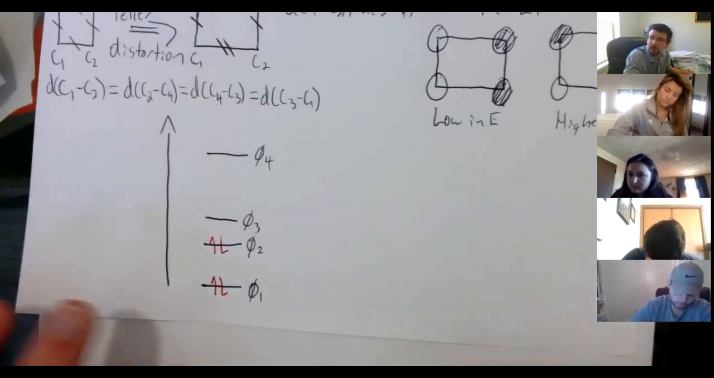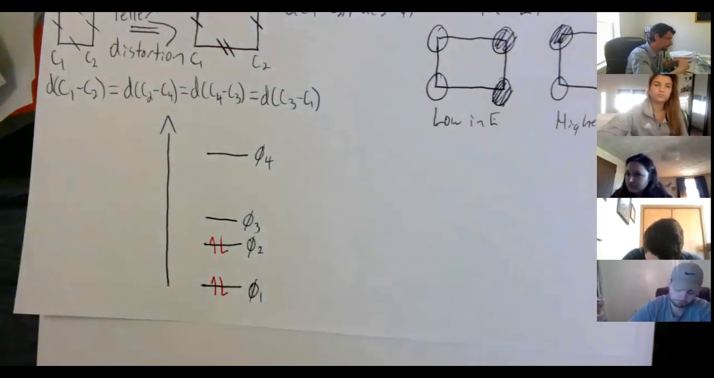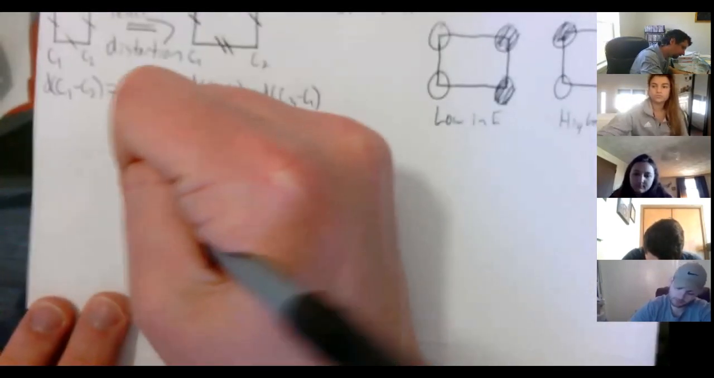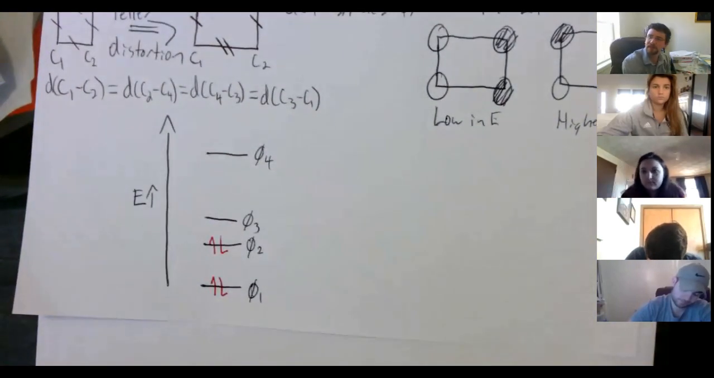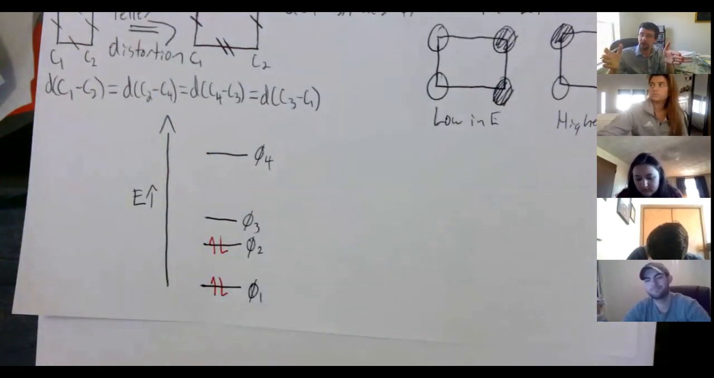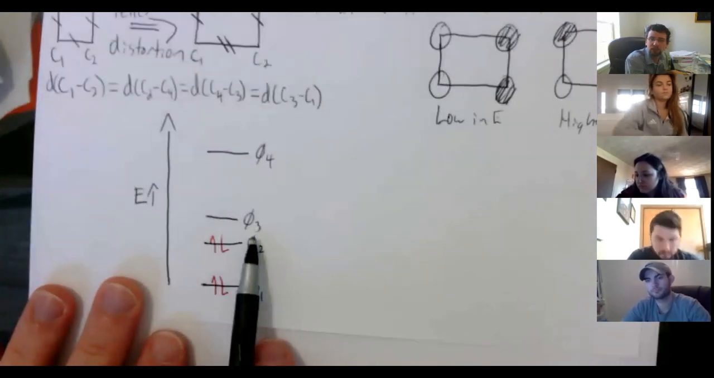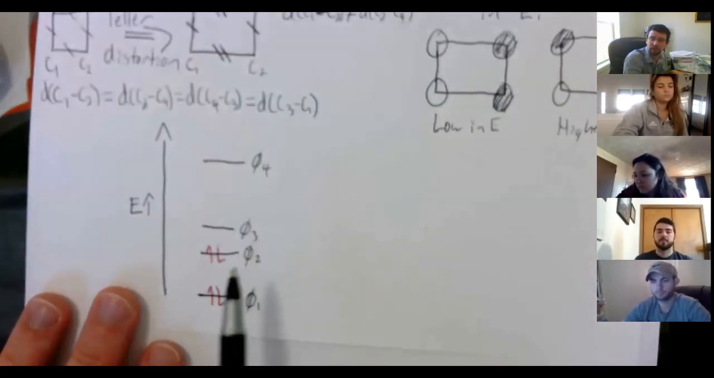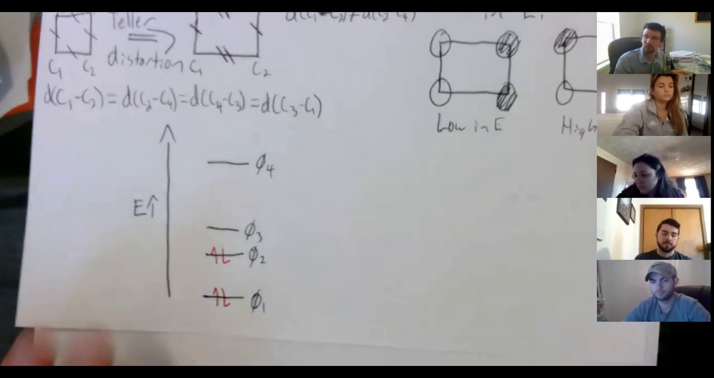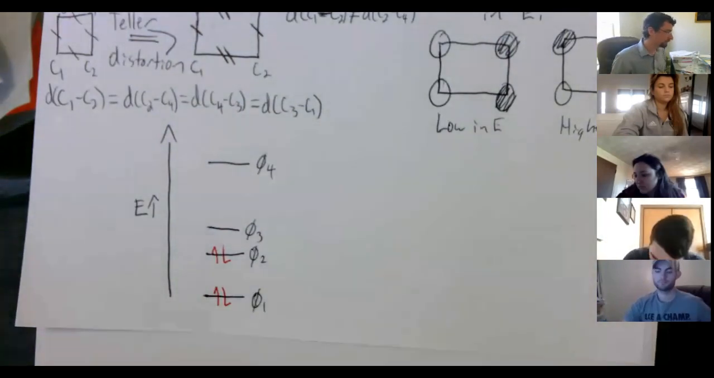Have you guys ever talked about Jahn-Teller distortions at all, or no? Nope. Okay, so that's what happens. Nature does this to stabilize the system. It'll force the bonds to elongate a little bit so that it's energetically more favorable, and you move from a paramagnetic system, one with unpaired electron density up there, to a diamagnetic system, where all the electron density is paired up. Okay, does that make sense?